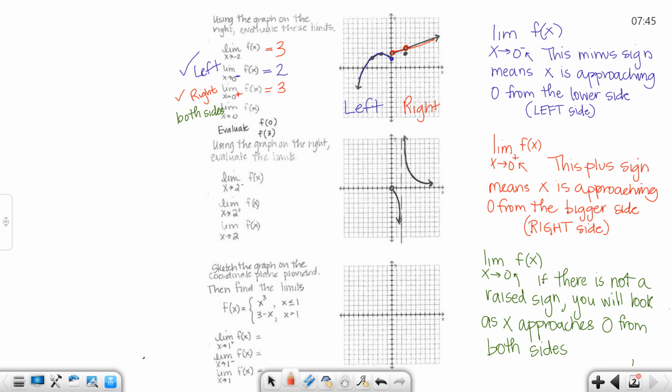Now the last part says let's analyze it from both sides. So if I come from the left, I'm going to 2. If I come from the right, I'm going to 3. Those do not match. So that means this limit does not exist because they do not match. They do not match from the left and right at 0. Okay, so that's what that part looks like.